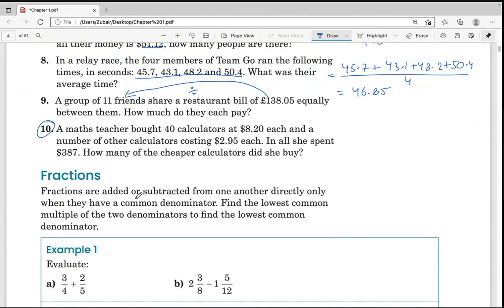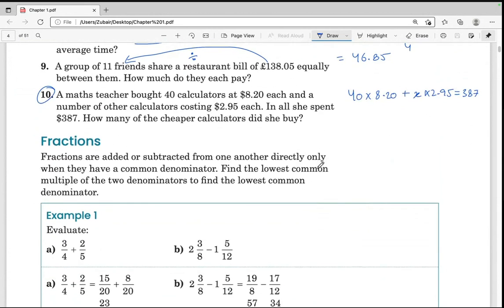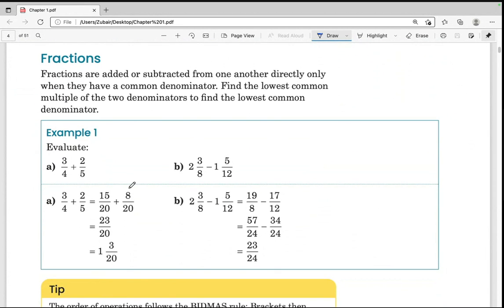So basically, I can write the equation like this: 40 times 8.20, plus the unknown number of calculators times the price, and it sums up to 387. Subtracting 328 from 387, we get 59, and dividing gives 20. Very good.